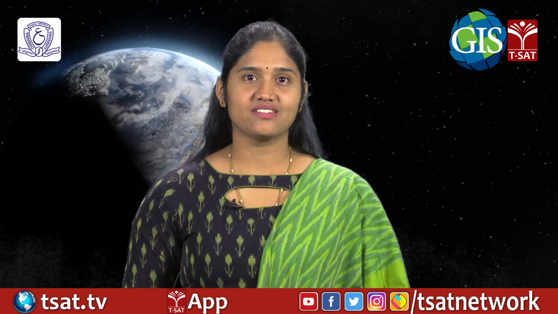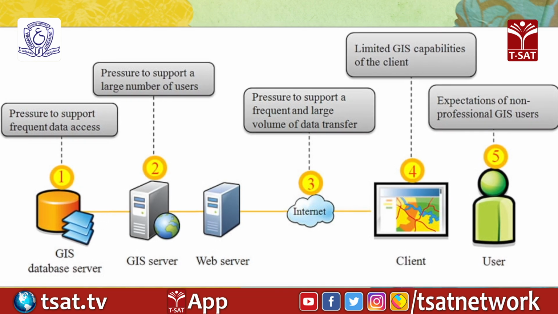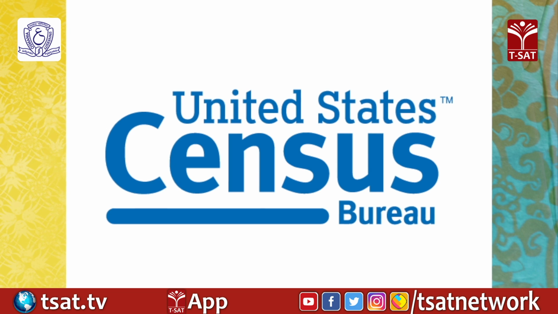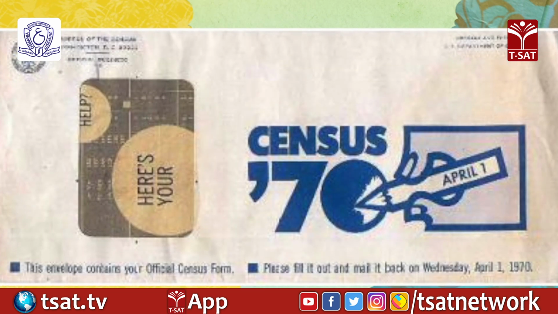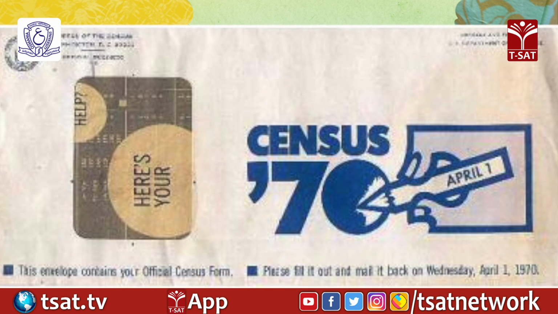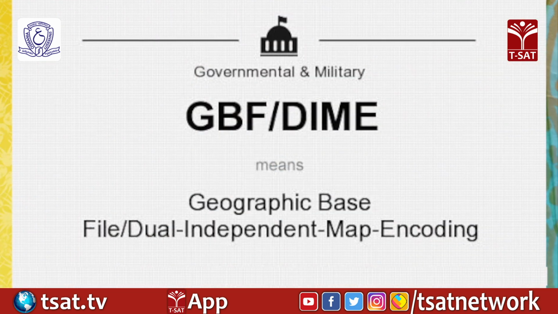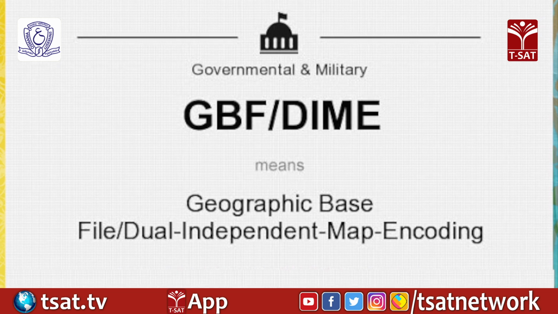The CGIS wasn't the only group adopting GIS. The US Census Bureau was an early adopter of some of the core principles of GIS. It was the pioneering work by the US Census Bureau that led to the digital input of the 1970 census using the data format GBF-DIME, Geographic Base File Dual Independent Map Encoding.